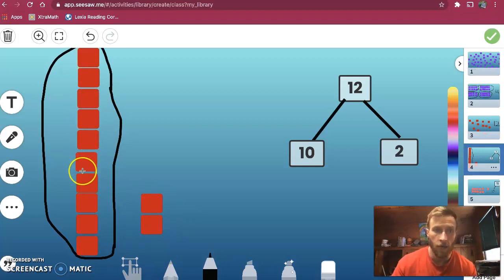Or put 10 in your head. 10, 11, 12. So there we go. That's a lot easier to count when we count 10, 11, 12, just like putting 10 in our head and counting on.